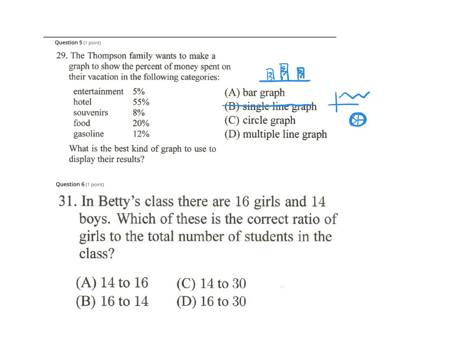And then the multiple line graph. So that would be multiple different lines compared, but that's more useful for comparing things changing over time, so I don't like that one. So I'm in between the bar graph and the circle graph. Since we're adding up to 100%, I feel like the circle graph is the best choice. C.